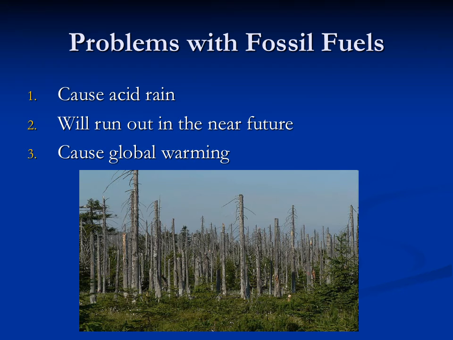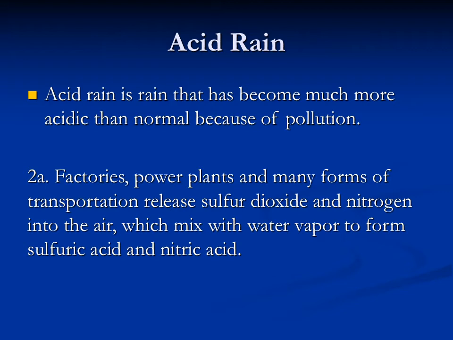Okay, so some problems with fossil fuels are that they cause acid rain, they are going to run out in the near future, and they cause global warming. They increase the greenhouse effect, which leads to global warming. Again, we're going to really go into detail with that in the next lesson, but I did just want to mention it here because it's a serious problem with fossil fuels.